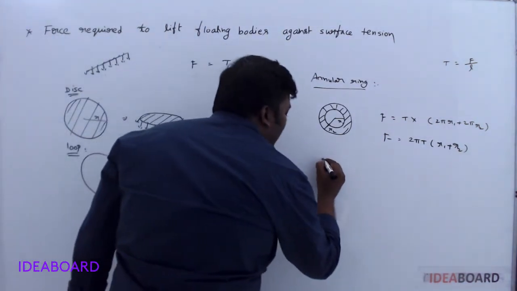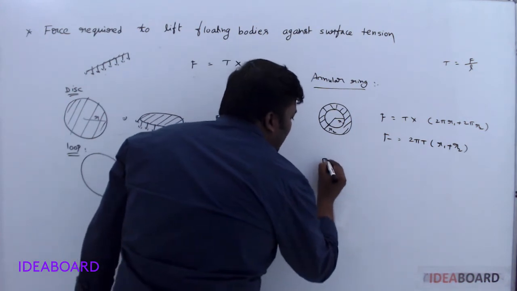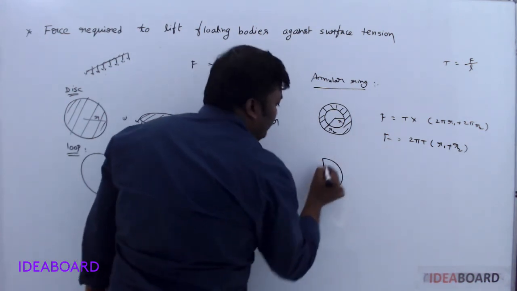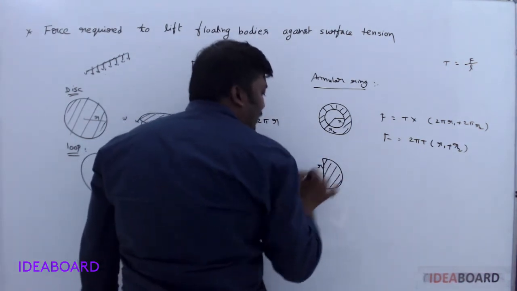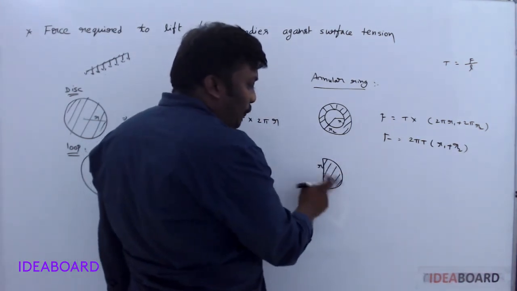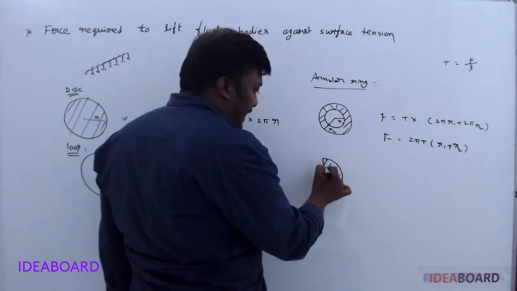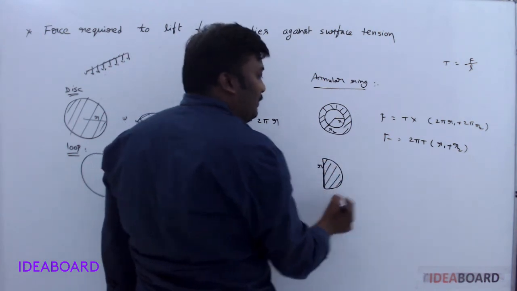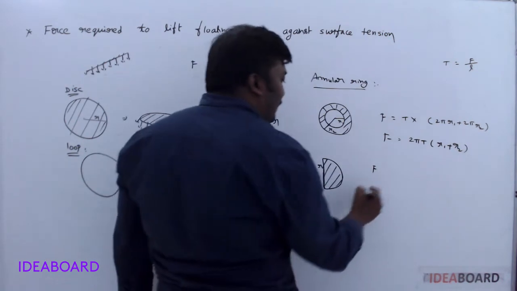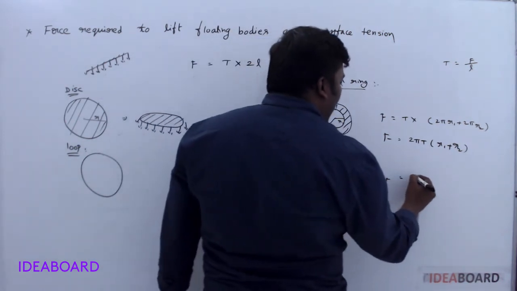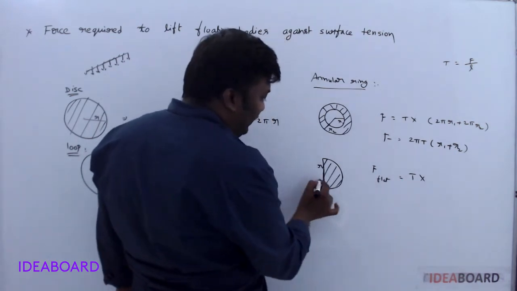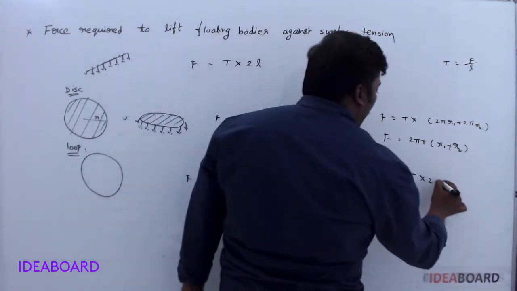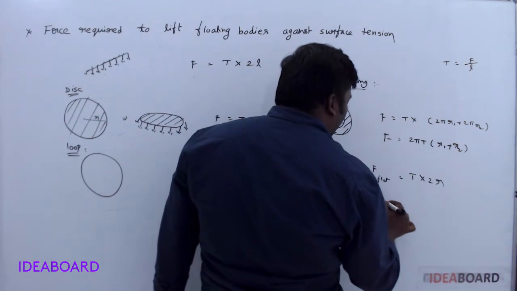If you take one semicircle of radius R, then it has two portions. One is the flat surface, another one is the curved surface. What is the force required for the flat surface? Flat surface is equal to T into this length R, and this is also R, so 2R.